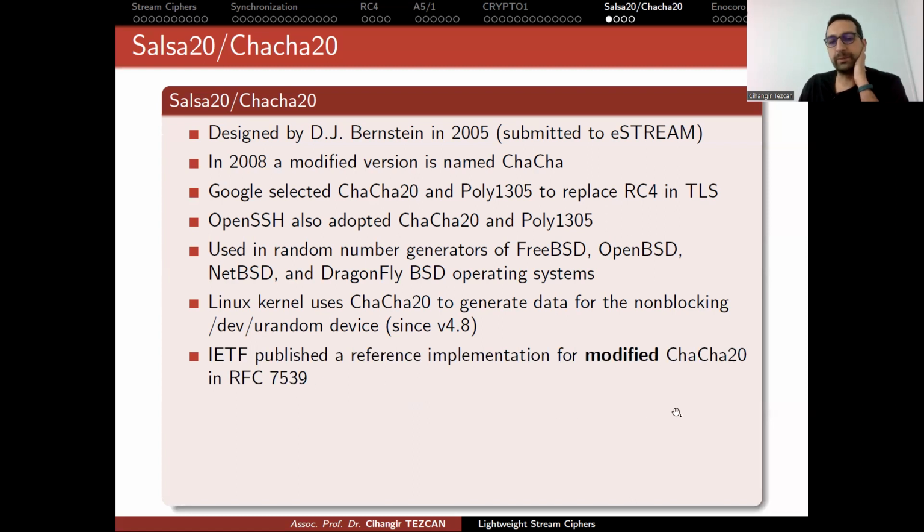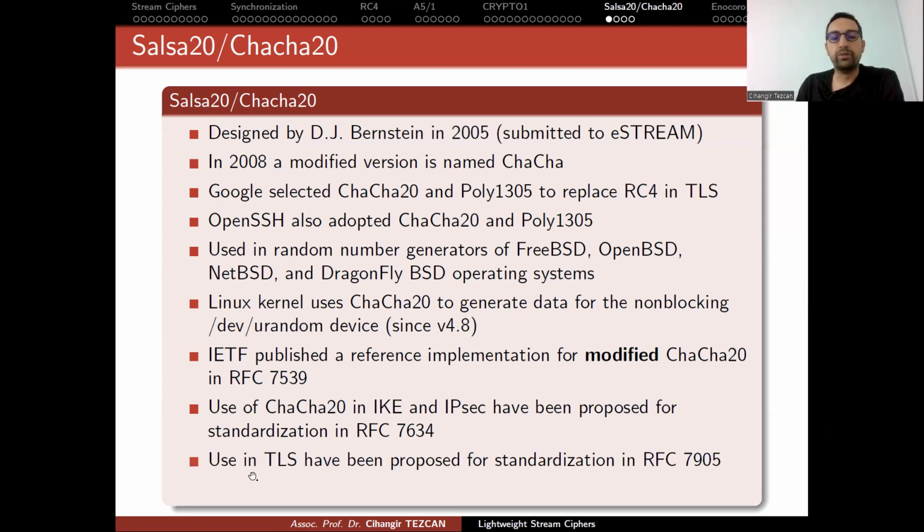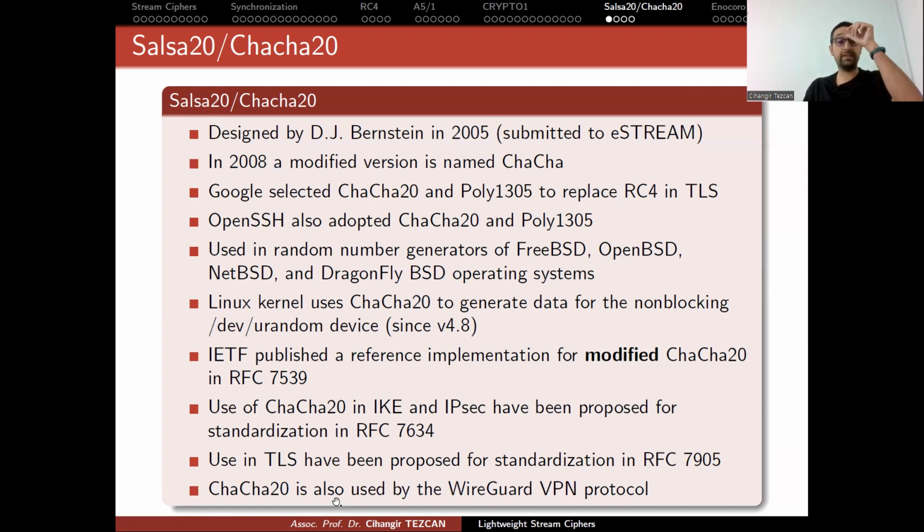IETF published a reference implementation for ChaCha in this RFC. Use of ChaCha in IKE and IPsec has been proposed for standardization in RFC 7634. Use in TLS has been proposed for standardization in RFC 7905. And actually in TLS 1.3, it is now a standard. Also, it was used in VPN protocols and so on. As you can see, for some reason, ChaCha appears everywhere and not many people know it.